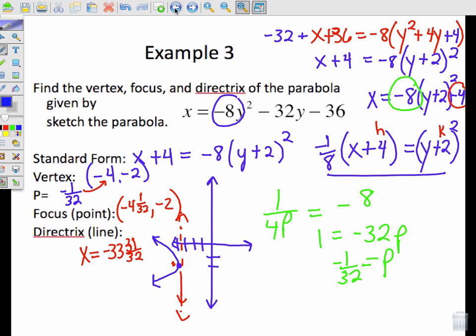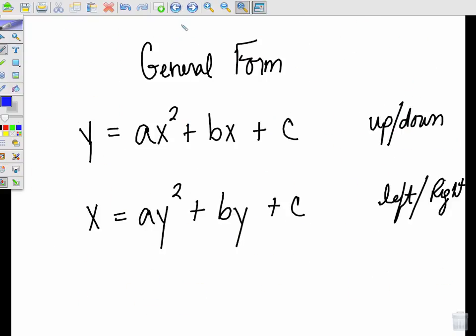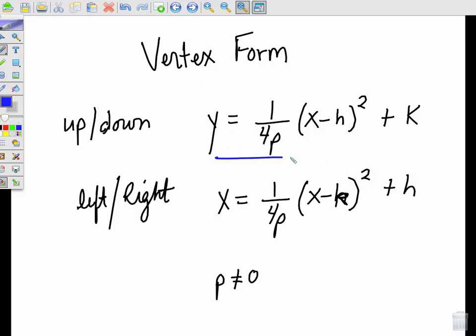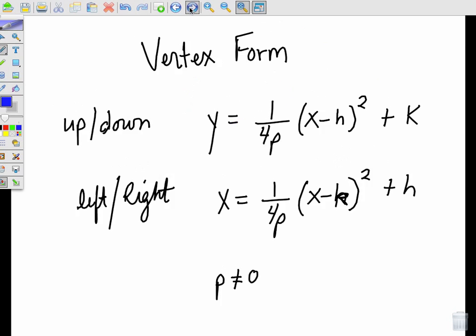So some things that you want to keep in mind is this. Let's go back to all of our equations. It's important that you understand general form, the vertex form, what those look like, and also our standard form. So in standard form, you have your squared value all by itself and everything else is on the other side.